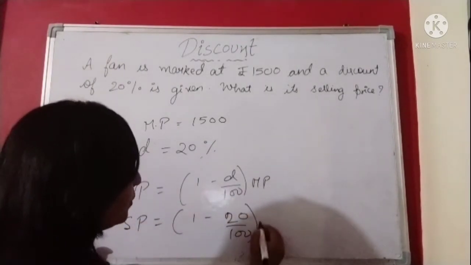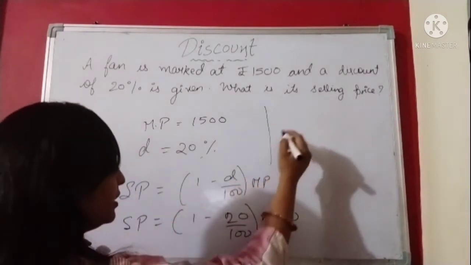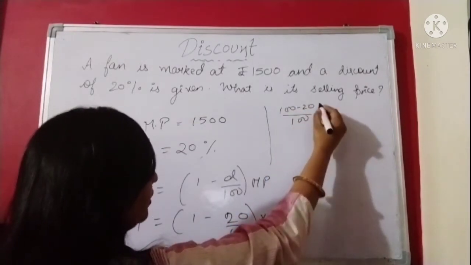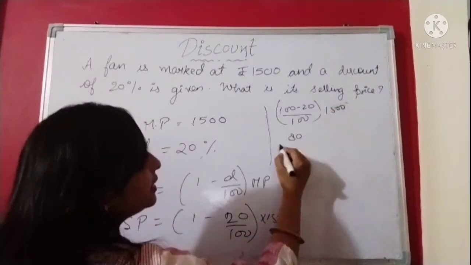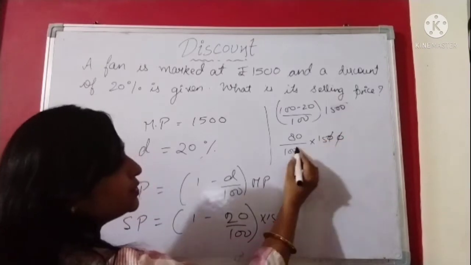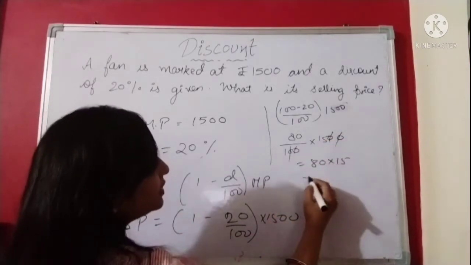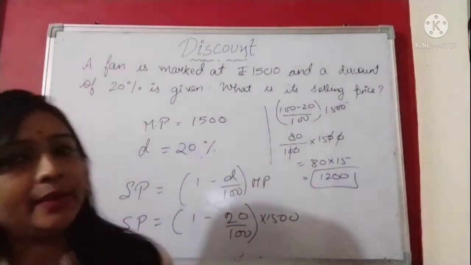Here it will be 1 minus 20 upon 100 into 1500. We will take the LCM over here, which will give 100 minus 20 upon 100 of MP, that is 1500. 80 upon 100 into 1500. We will cancel the 0, 0, 0, 0. 15 into 80 is rupees 1200. 1200 is the selling price.